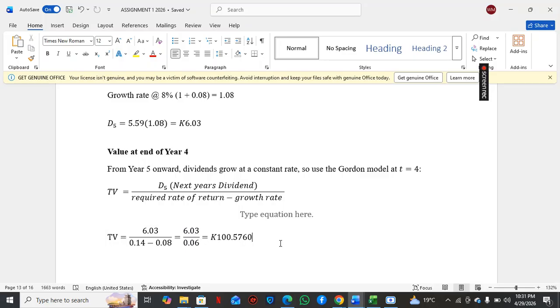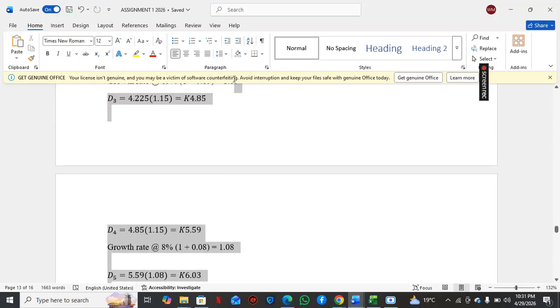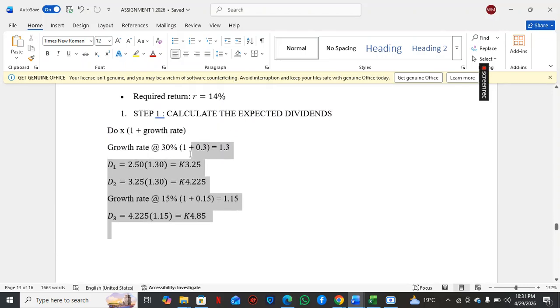Once you've got the expected dividends for years 1, 2, 3, 4, and 5, and the terminal value, we are now going to convert these, because all of this is money in the future. I'm going to convert all of this into the present value. And that present value is going to represent the price of the stock, the intrinsic value of the stock. So step 2 is just to get the present value of the expected dividends and terminal value.